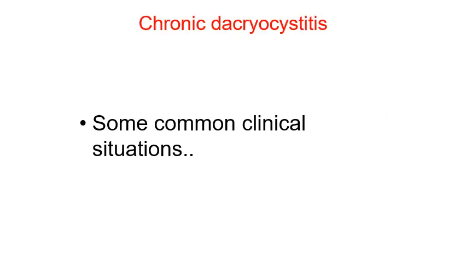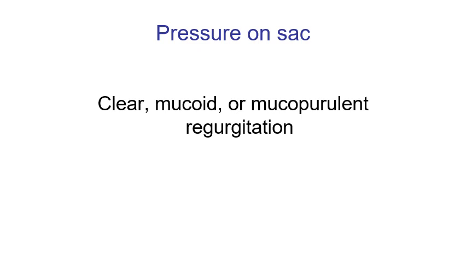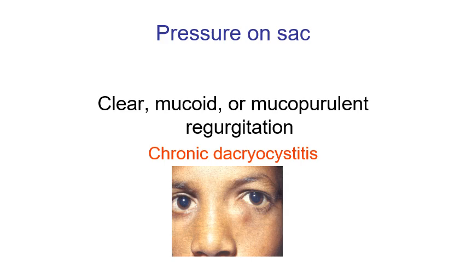So in chronic dacryocystitis, you can see some common clinical situations. When you are giving pressure on the sac region and the medial canthal region, if there is a clear mucoid or mucopurulent regurgitation to the upper or lower punctum, you call it chronic dacryocystitis. If it is a blood tinged regurgitation, it can be because of a tumor or dacryolith.